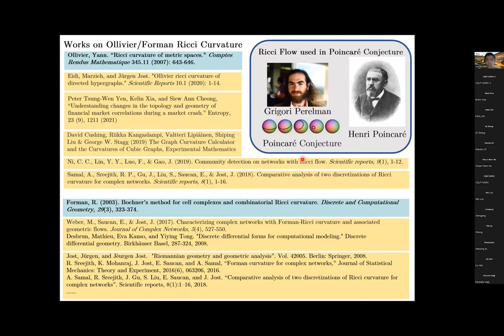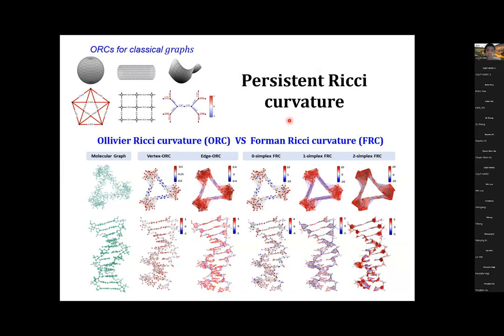And this Ricci curvature also connects back to Ricci flow and also part of this Poincaré conjecture, which brings a lot of promise to this research field. So what we want to develop is essentially to introduce this persistence into this Ricci curvature. So not just having a Ricci curvature, but also introducing this persistence.